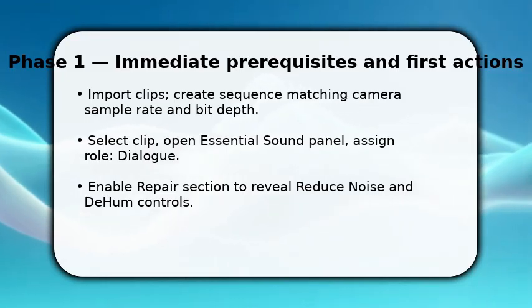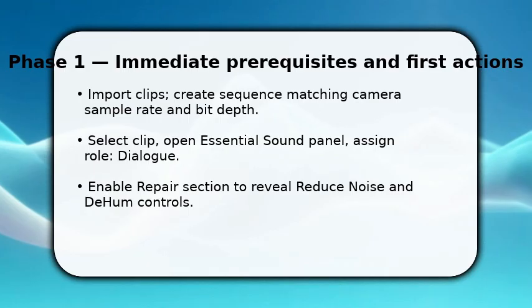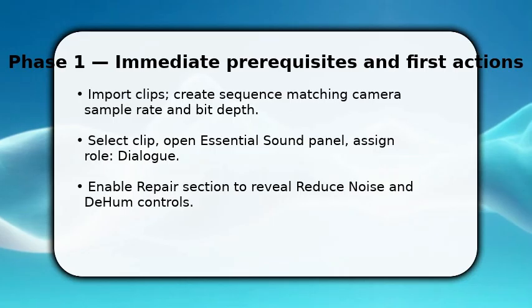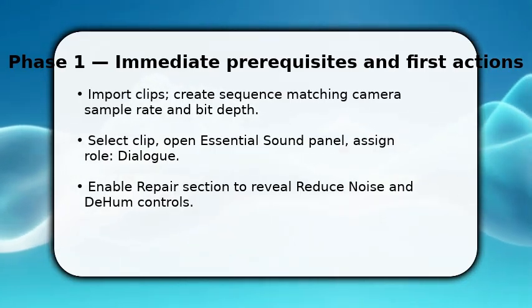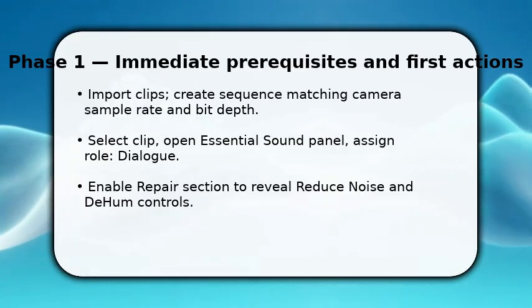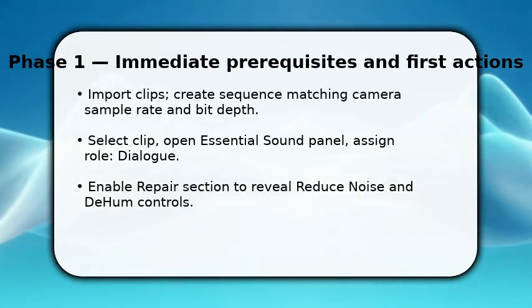Assign the clip as dialogue so Premiere exposes the repair tools. Now make sure the repair section is visible. That's where you'll access Reduce Noise and Hum. This quick setup unlocks the single, reliable workflow we'll use to clean dialogue without third-party plugins.